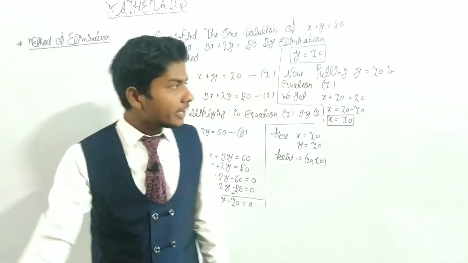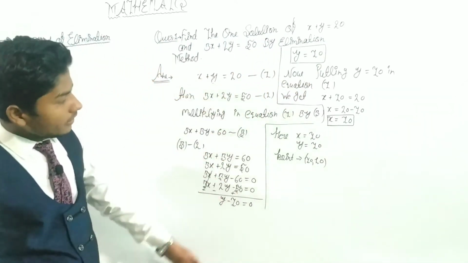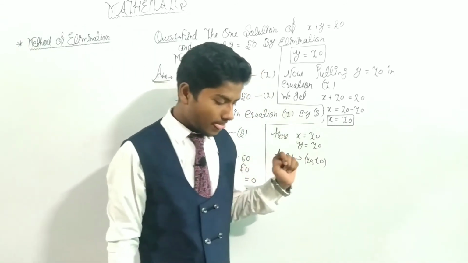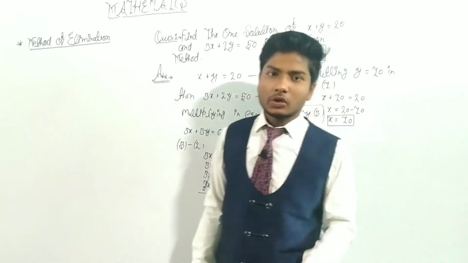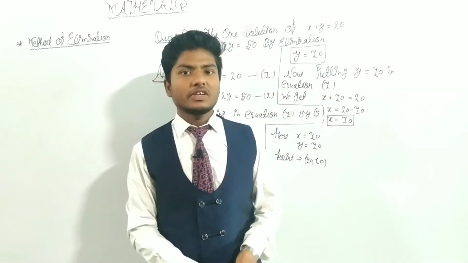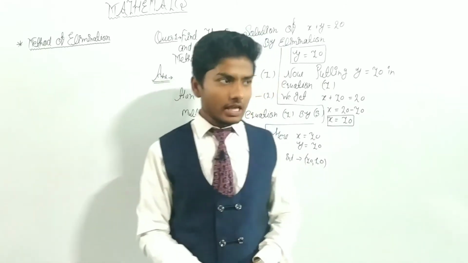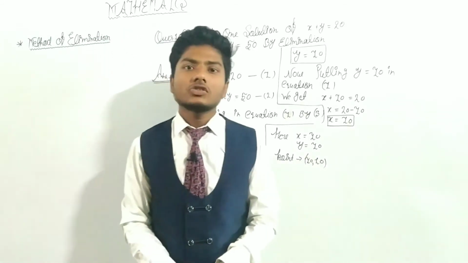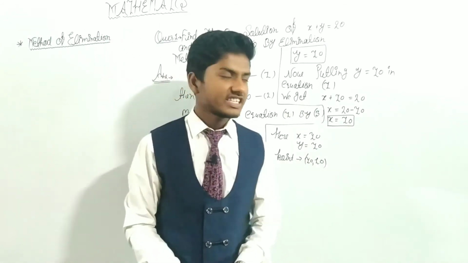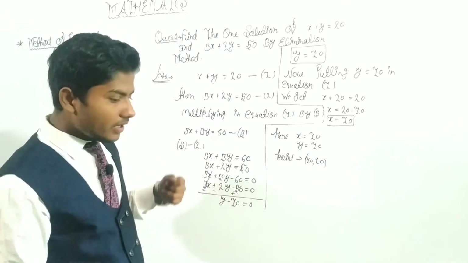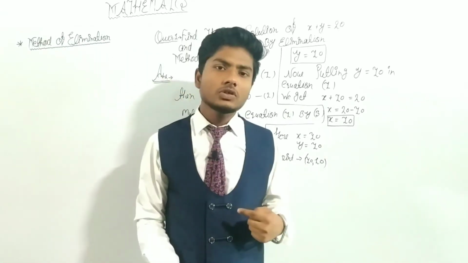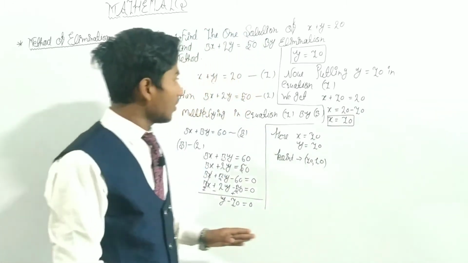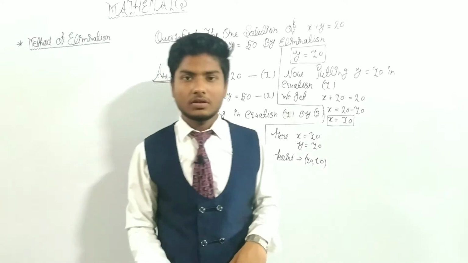By the elimination method, we find one solution of two-variable equations. We know that one equation in two variables has infinite solutions. If we want to find one solution of two-variable equations, then we use some methods.